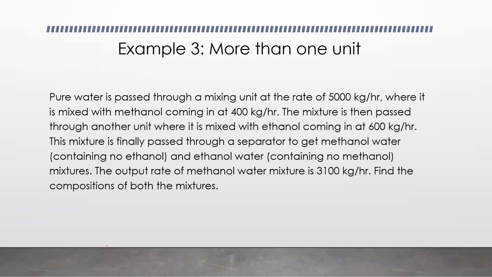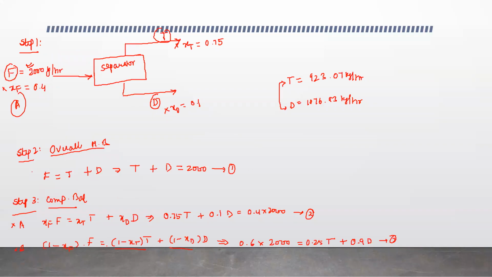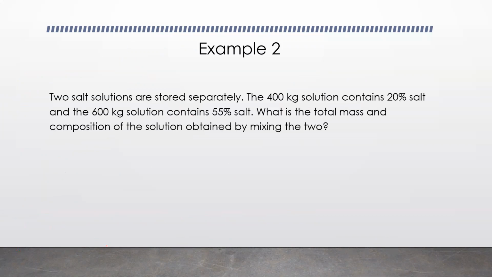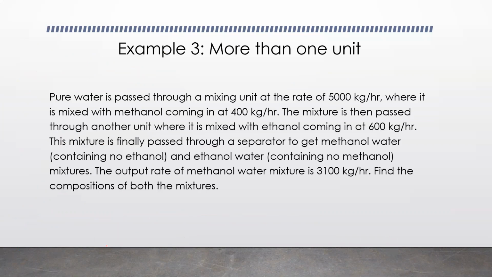Then we move on to the next example, that is example number 3. Now, example number 3 is more important for you all because this consists of more than one unit. Till now, we have taken just one unit and solved. For example, here we have taken the separator, just one unit, and similarly over here, we have just taken one unit, that is the mixer. Now, we are going to take more than one unit. For solving material balance equations for more than one unit, there are different methods involved. So I'll discuss each of them with you all.